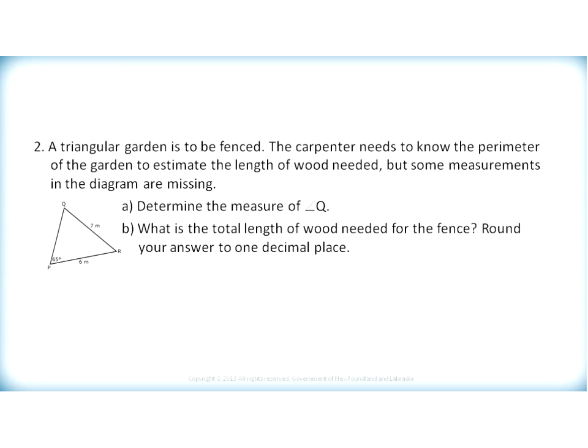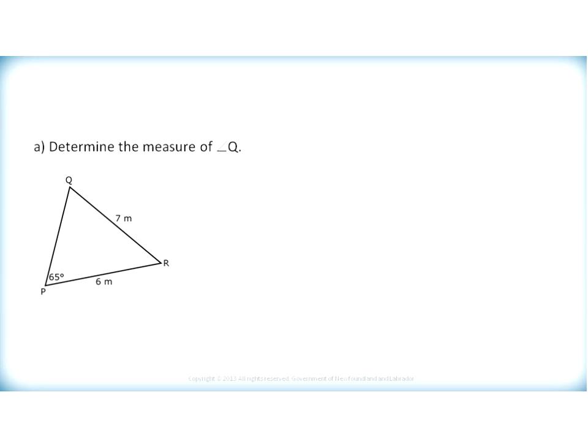So the first one is the measure of angle Q. So I want to determine the measure of angle Q. So I'm looking for this angle right here. I know a side, then the next piece of information I know is a side, and the last piece of information I know is an angle. So much like in the last question, I have a side-side-angle triangle. When I have a side-side-angle triangle, I'm going to use sine law.